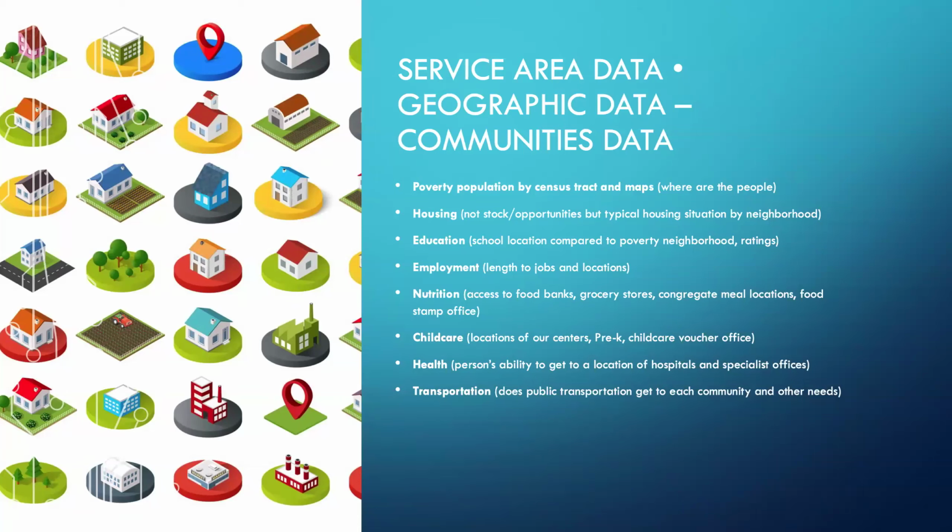For geographic data, you remember these categories from earlier. For the geographic data, we can start by looking at the poverty population by census tract and the maps. That's available in the engagement tool. That's where you're going to find a lot of that information, so you don't have to track it down yourself. It's provided in that assessment tool.